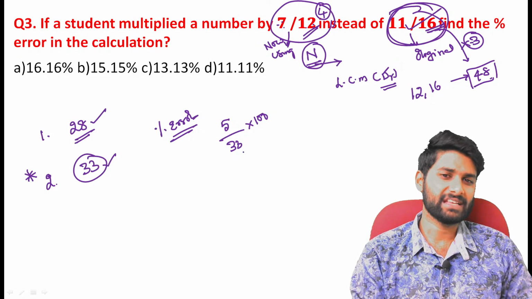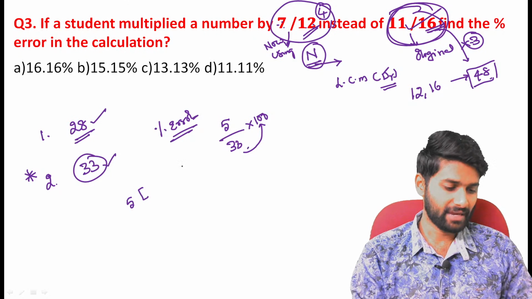Now don't go with the 500 guys. Now see. First of all, concentrate on 33 becoming 100. Just take the 5 as a separate part. And 33 becomes 100. See guys.